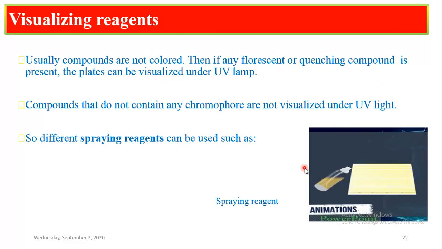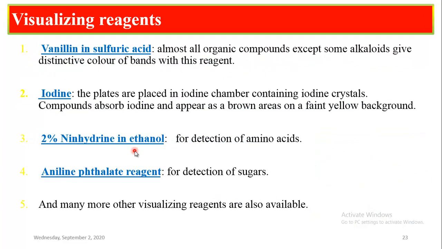If our components are colored, then there is no need for a visualizing reagent. But if the substances which are separated are colorless, then for that purpose we need some visualizing reagent to identify the separation. So any fluorescent or quenching compound is used which is visualized under a UV lamp, and there are certain other spraying reagents available which can be used for visualization. What kind of visualizing reagent? I have chosen 3 or 4, and there are a number of visualizing reagents available.